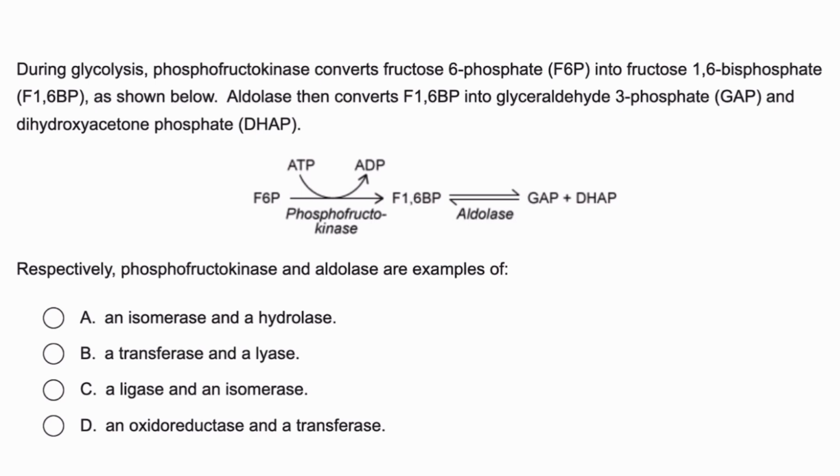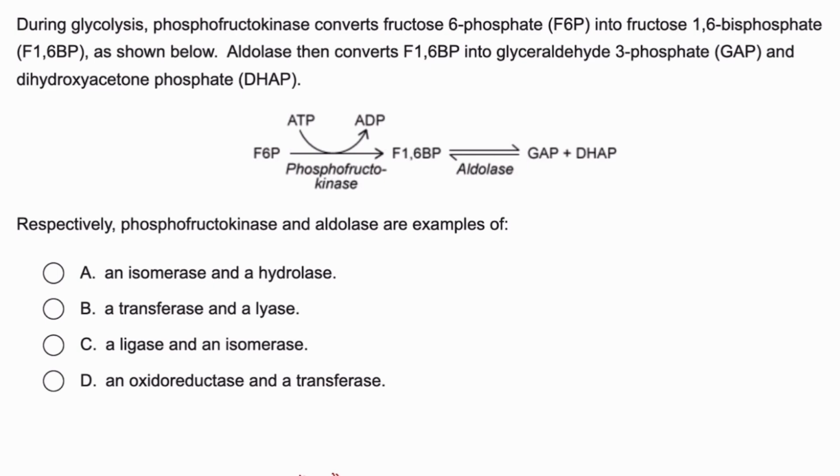So the question is asking us, during glycolysis, phosphofructokinase converts fructose 6-phosphate, F6P, into fructose 1,6-bisphosphate, F16BP, as shown below. Aldolase then converts F16BP into glyceraldehyde 3-phosphate and dihydroxyacetone phosphate. All right, so that was a mouthful. That was a lot of information thrown at us, and we haven't even gotten to what it's asking us. So here's the actual question. Respectively, phosphofructokinase and aldolase are examples of blank.